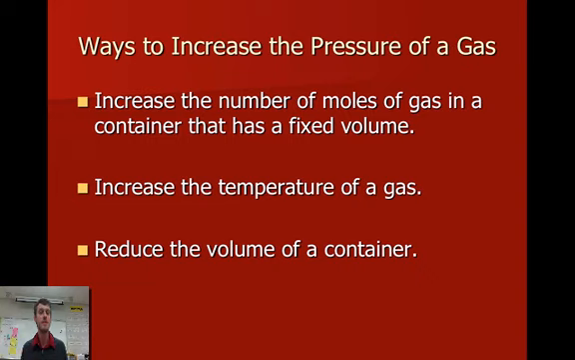Lastly, if you increase the amount of stuff that's in the balloon, if you increase the number of moles, the number of particles that are in the balloon, then they're going to hit the side more often. So that's also going to increase the pressure because there's less room for them to move, and they're going to have to hit the sides of the container a lot more often.